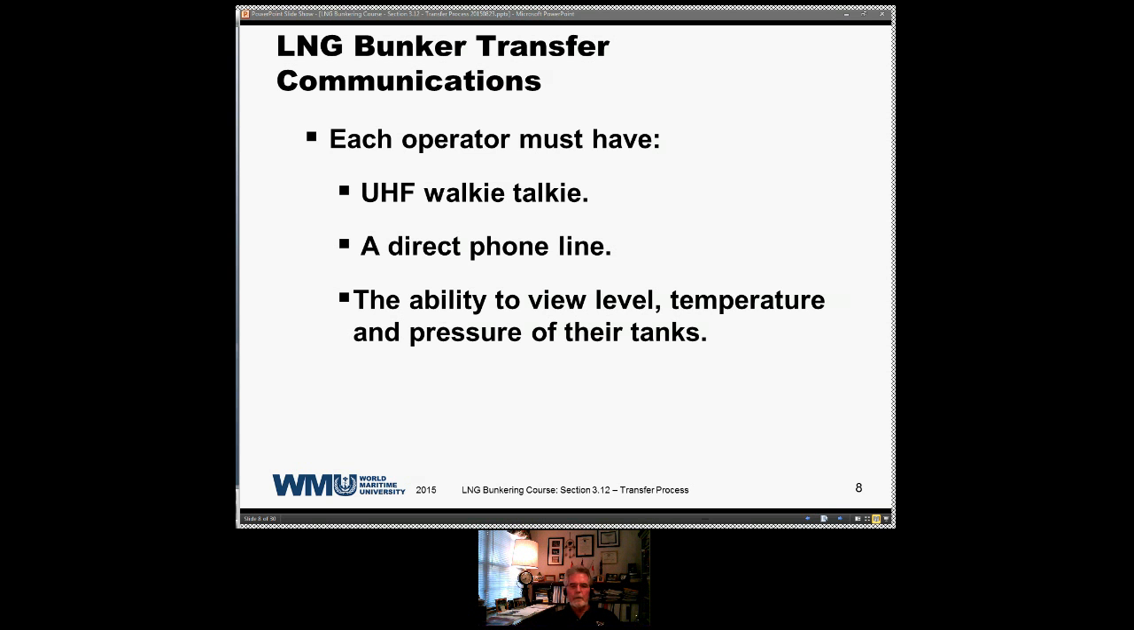And in today's society, we also have the ability to use cell phones as well. So you have these various means of communication available for the operators in both the ship's control room and in the terminal room. On board the ship in the control room, obviously there are control consoles, and on those consoles you're going to have screens showing your tank levels, tank temperatures, tank pressures, and temperatures at various points in the LNG system throughout the ship, as well as the vapor side of the system. These things can be monitored at all times.